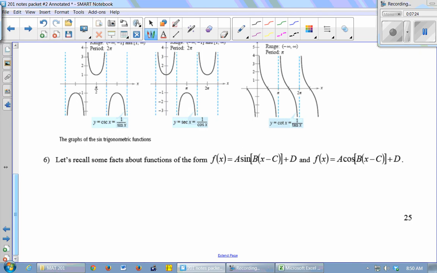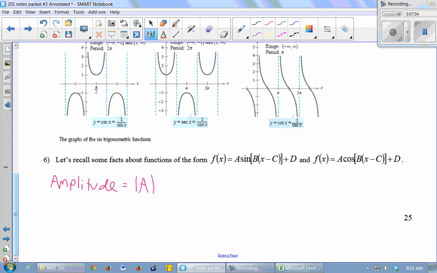All right, so here are some facts about trig functions that have the form a times the sine or the cosine of b times x minus c, plus d. So what can you remember? What do all those letters mean? A is the amplitude. It's actually the absolute value of a, because it just measures a distance from the middle to the top or the middle to the bottom.